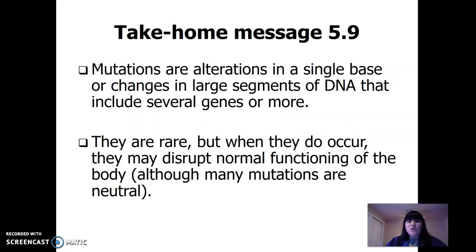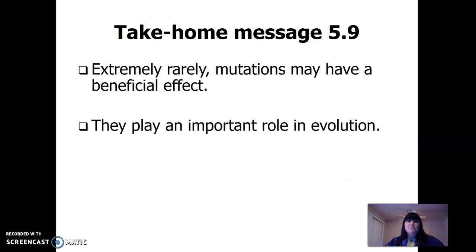So mutations, alterations, single base, or changes in large segments of DNA, they are rare, but when they do occur, they may disrupt normal functioning. Extremely rarely, mutations may have a beneficial effect. So mutations can be harmful, can be neutral, meaning there's a mutation, but it still codes for the same amino acid. And if it still codes for the same amino acid, there's no change in the protein. Or rarely it could be beneficial.